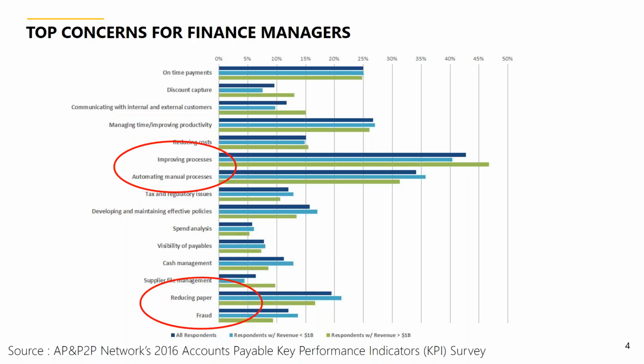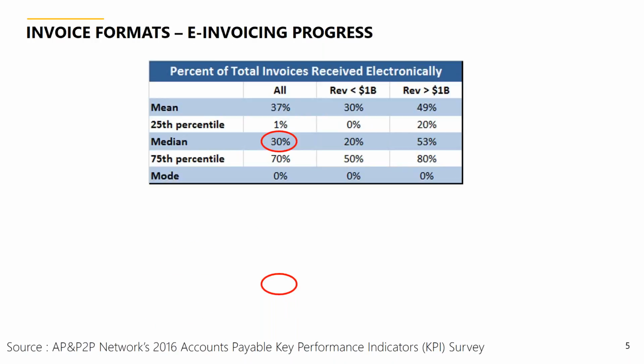What we're going to look at now is e-invoicing. We've split this into essentially two different sections: companies that are above $1 billion in revenue and organizations that are under $1 billion in revenue. That's on the top slide. And as you can see, as an average, organizations are achieving about 30% of e-invoicing.